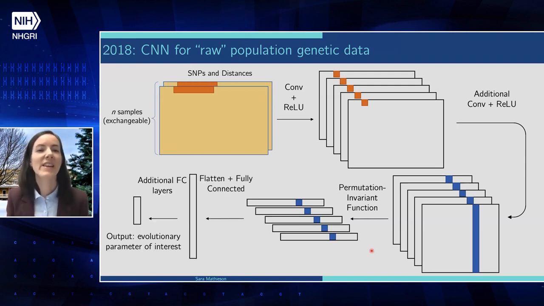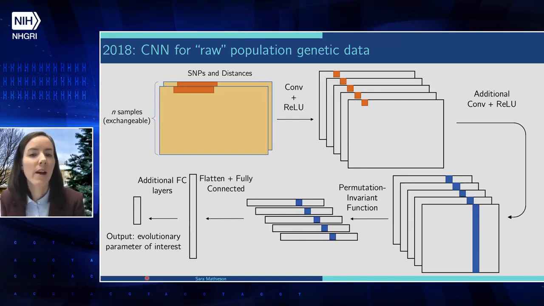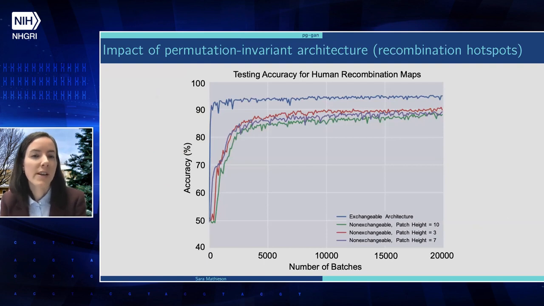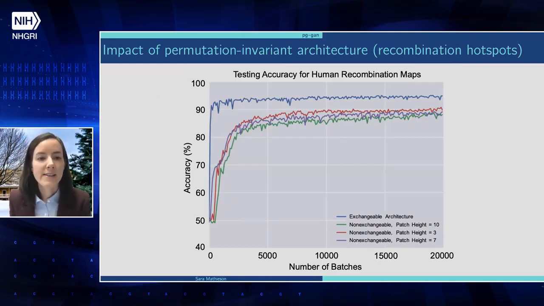And then finally, we can infer some evolutionary parameter that we are interested in. So this network was able to work quite well on a few different types of problems. One example is actually looking at recombination hotspots. So a binary classification of either a region inside a hotspot or not. And we plotted the accuracy over the training iterations.